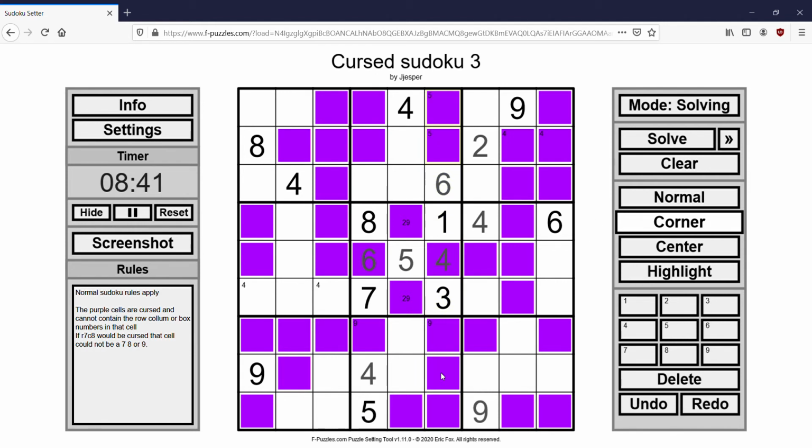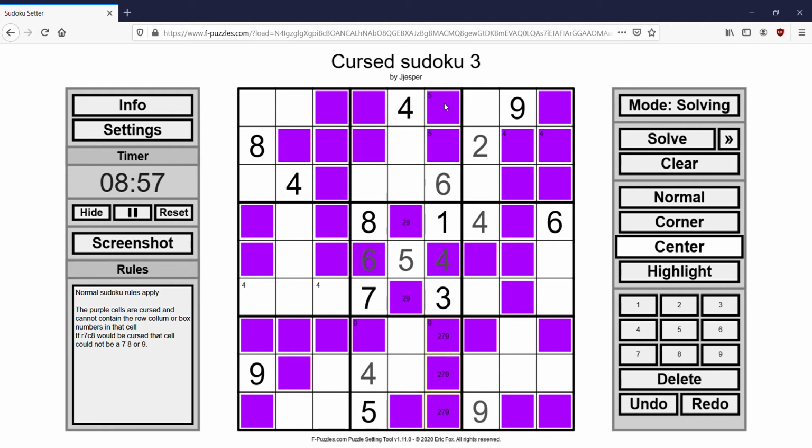2, 7, 8, and 9. Well, let's see. Where can 9 go? 2, 7. Let's just put 2, 7, 8, and 9 in here, and we'll center mark it, and we'll start eliminating. None of those can be 8 because this is box 8. So I'm going to eliminate the 8.